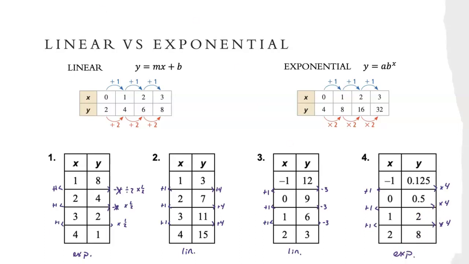So again, linear, we're adding that constant. It could be positive, it could be negative, but we're adding it. To where exponential, we're actually going to be multiplying.